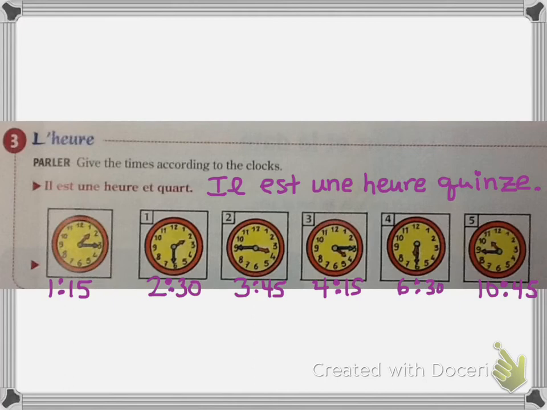Numéro 3. Il est 4h15. Numéro 4. Il est 6h30. Numéro 5. Il est 11h moins le quart. Il est 10h45.